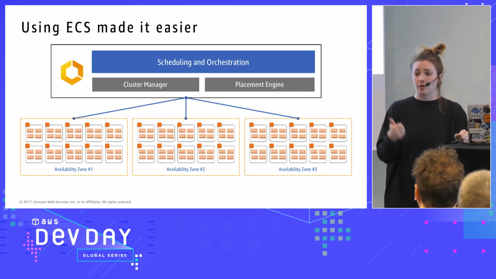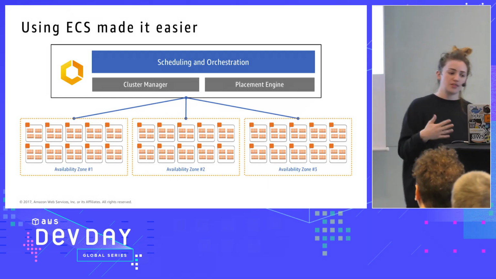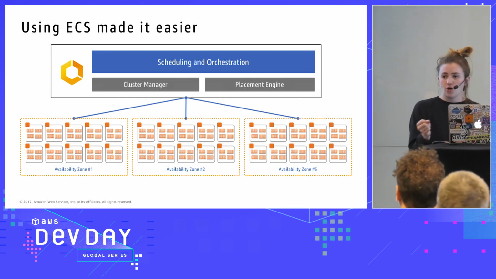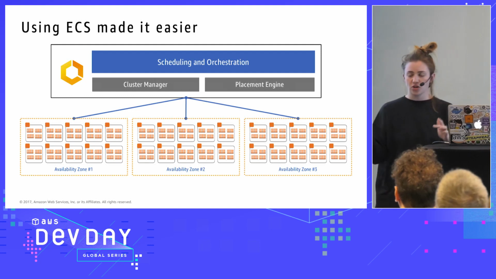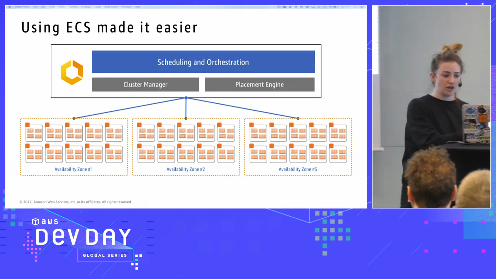So how do I scale? How do I manage? How do I deploy new copies of something? How do I know, out of my pool of instances, which instance to place this task on?